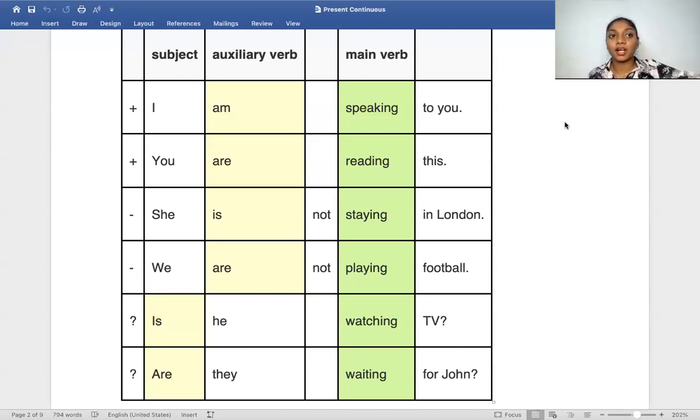Now it is still raining. It is raining outside. It is happening right now. So that is the first use.